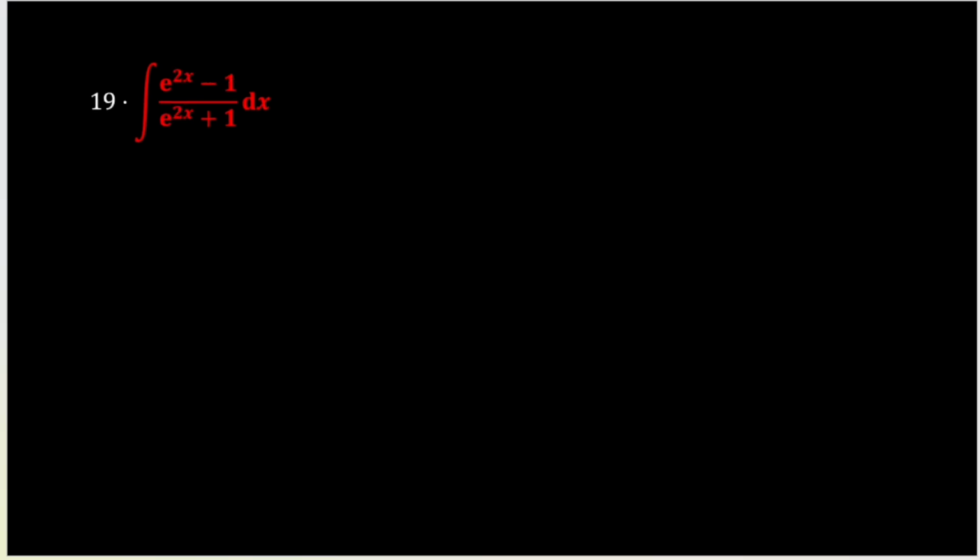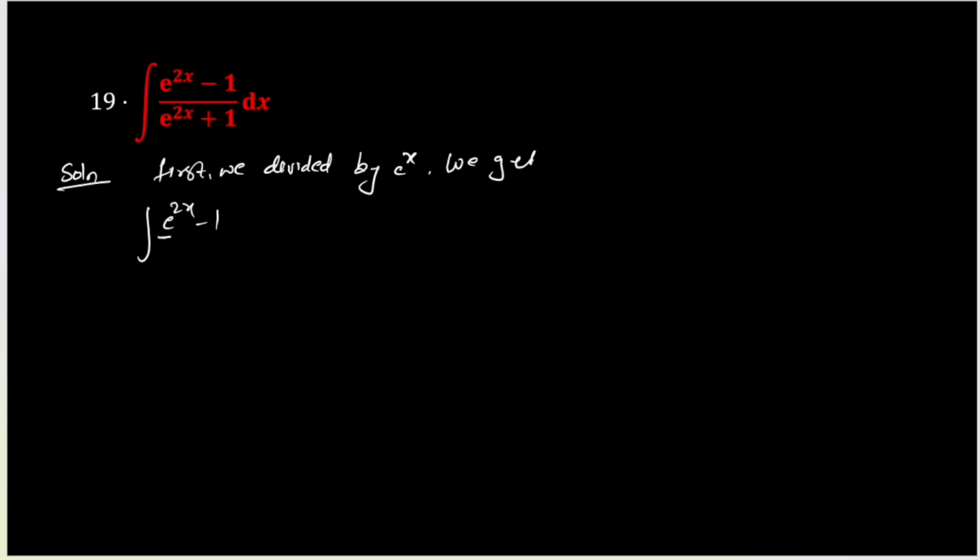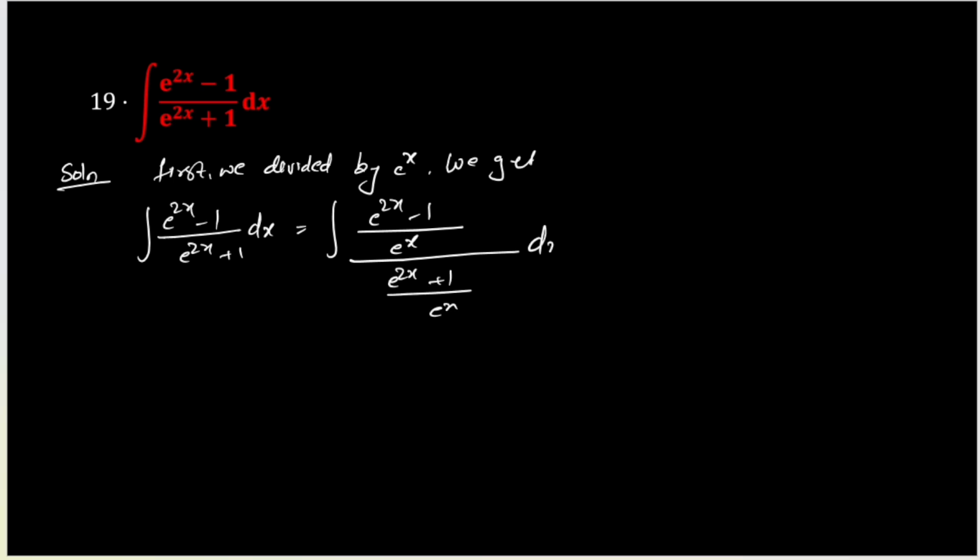In this problem, first we apply the solution. First, we divide by e to power x, in numerator and denominator. Okay, so we get the integral of e power 2x minus 1 by e power 2x plus 1 dx is equal to integration of e power 2x minus 1 by e power x over e power 2x plus 1 by e power x dx.